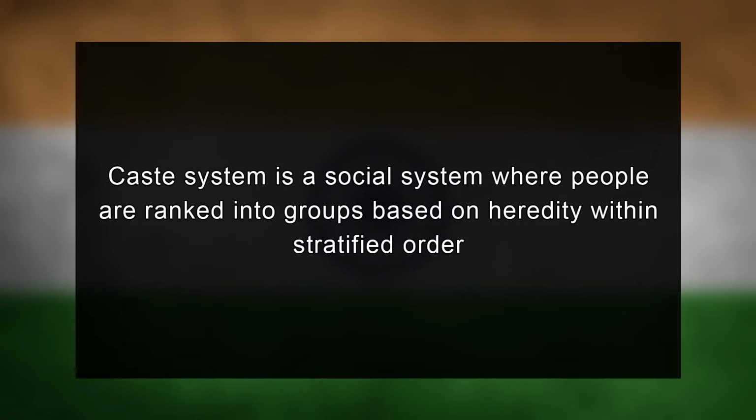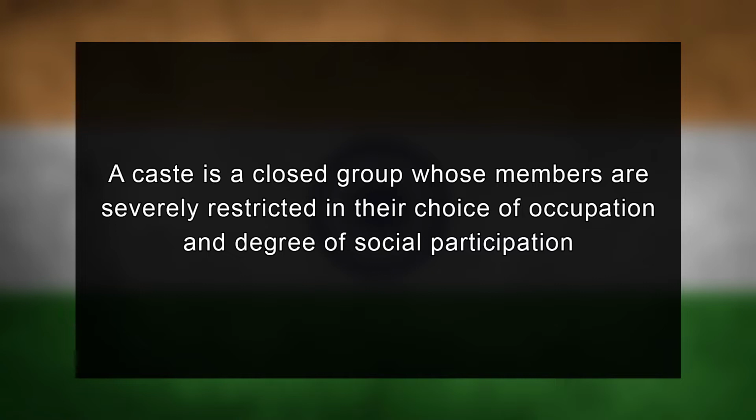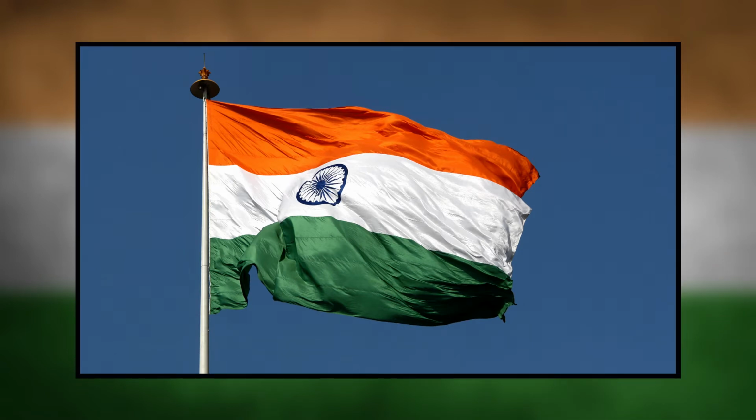Caste system is a social system where people are ranked into groups based on heredity within a stratified order. A caste is a closed group whose members are severely restricted in their choice of occupation and degree of social participation. Nowhere in the world is the caste system better exemplified by the degree of complexity and systemic operation than in India. It is evident that the caste system or the Hindu social order gave rise to the differences in society.